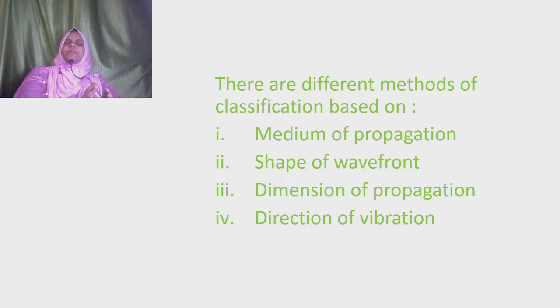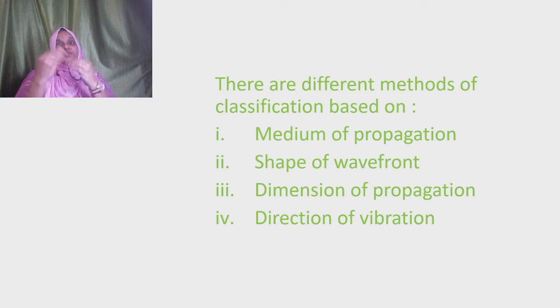Now, waves can be classified into different types, and different types of classifications are there. Some important types of classification: the first one is classification based on the medium of propagation of the wave. Based on the medium of propagation, waves can be classified into different types. Secondly, waves can be classified depending on the shape of their wavefront.